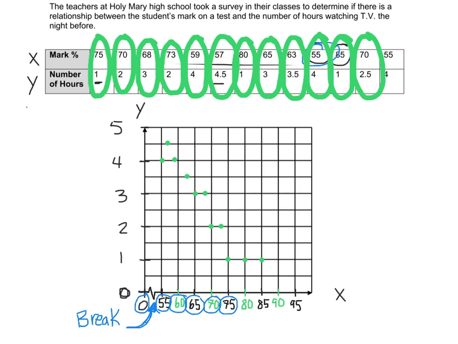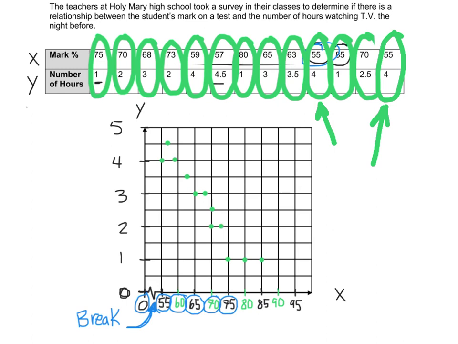So 70, 2.5 is right there. And then the last point I have is 55, 4. So 55, 4 is actually the same point as what I had before. I had 55, 4 there, and I have a 55, 4 there. So you got to be careful here because there are 2 points there.